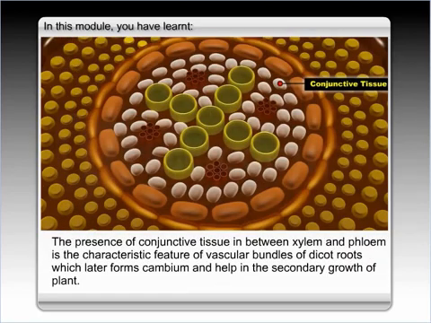The presence of conjunctive tissue in between xylem and phloem is the characteristic feature of vascular bundles of dicot roots, which later forms cambium and helps in the secondary growth of the plant.